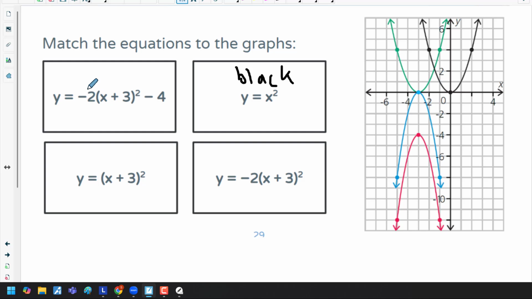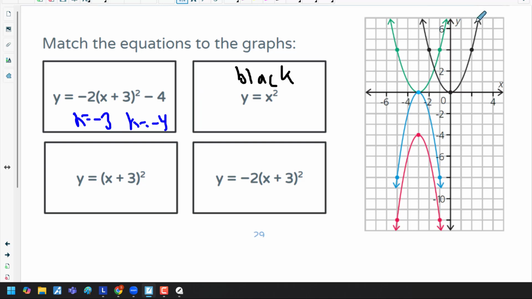So here we have negative 2, the a value, h values here, and k values here. But remember, my h value is not positive 3. You should always write them down. So h in this case is negative 3, and k is negative 4.